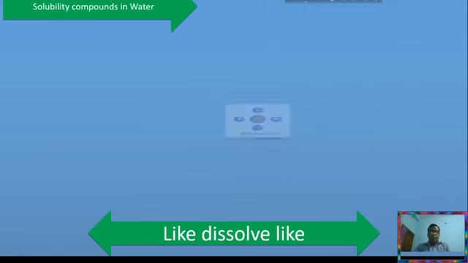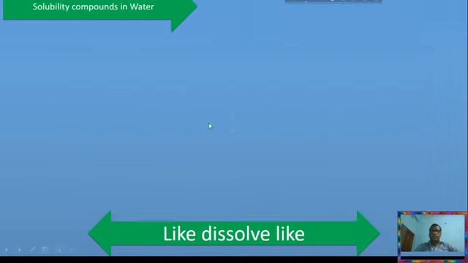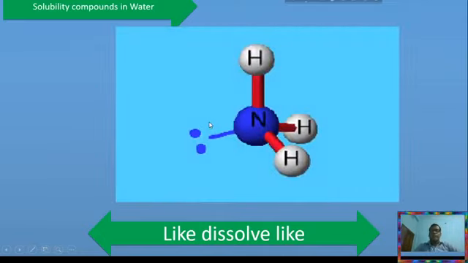Okay. So my dear students, look at this. This is methane. This is the structure of methane. This is carbon, and there are 4 hydrogens around the carbon. But this is a non-polar covalent compound. That's why methane is not dissolvable in water. In the same way, this is ammonia. This is non-polar, and this is a covalent compound. That's why it is not dissolvable in water.